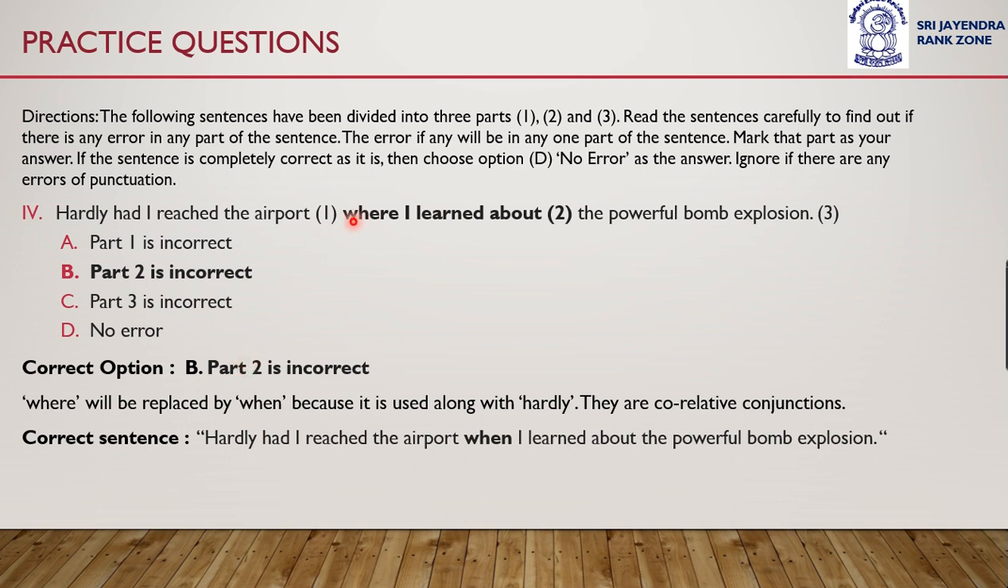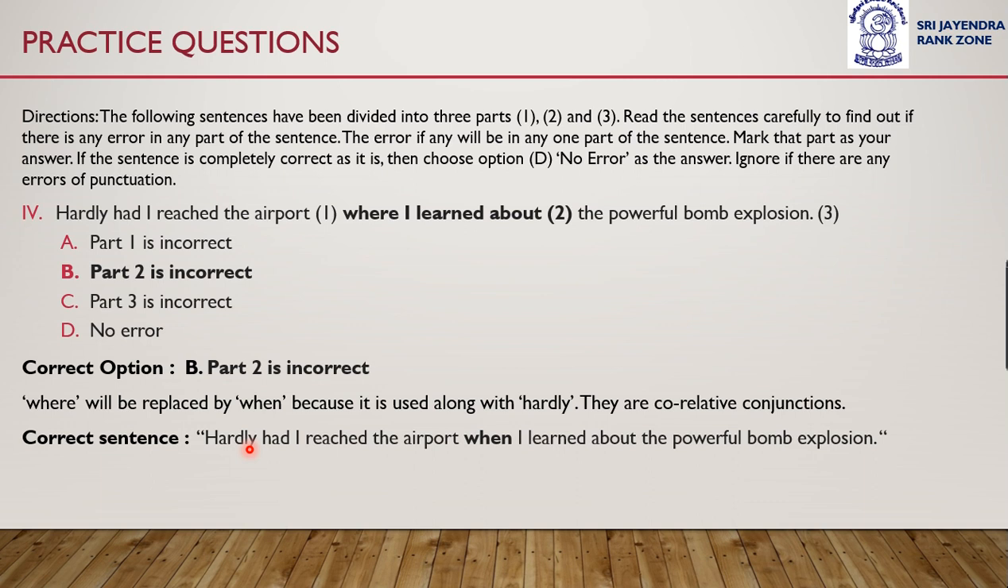Why? Because with hardly we use when, not where. Where will be replaced by when because it is used along with hardly. Hardly and when are correlative conjunctions and must be used together. Therefore, the correct sentence would become, hardly had I reached the airport when I learned about the powerful bomb explosion. Okay?